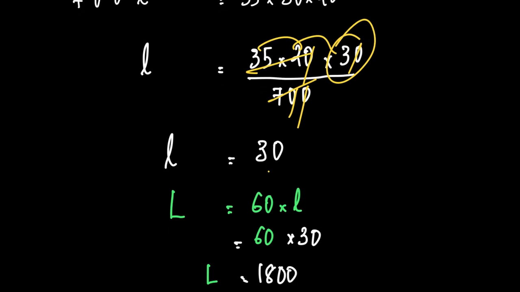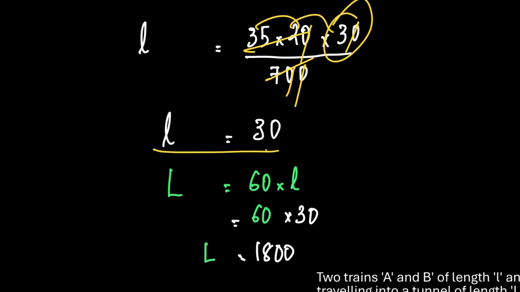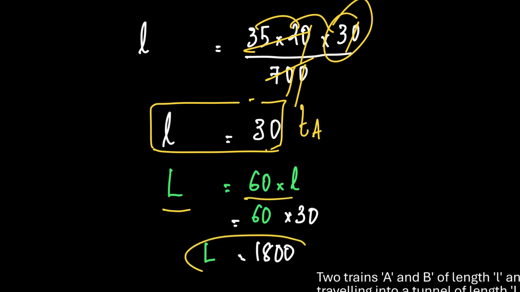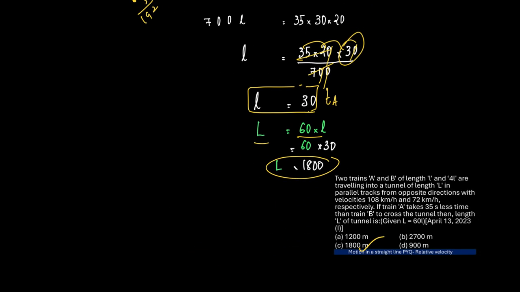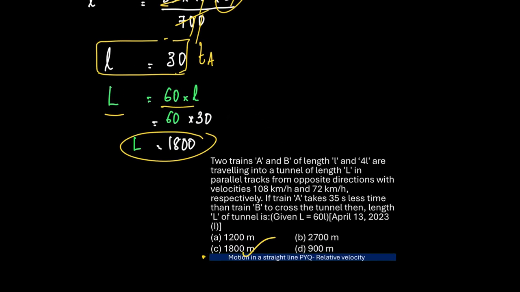Now, this L represents the length of train A, and what are we asked to find out? The complete length of the tunnel, which is capital L, given to us as 60 times L, and therefore equal to 60 into 30, 1800. Therefore, the correct option here would be option C, 1800 meters. Okay. Very simple question.